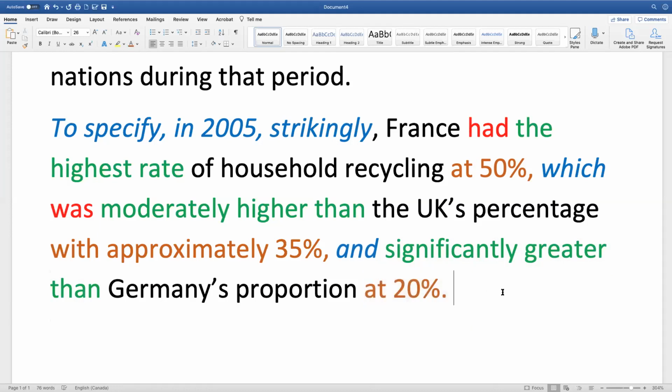So you see how we put it all together there in one nice academic sentence. Comparing in between: this one's the highest, it's moderately higher than this one, and significantly greater than this one. Any questions about that? Nope. Perfect.